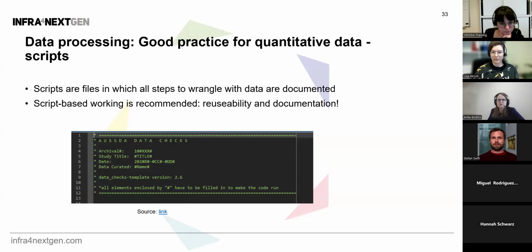What does good practice for documentation in quantitative data sets look like? The one tool that allows for easy documentation is using scripts. Scripts allow for documenting all individual steps of data wrangling. So it's preferable to use scripts for working with your data. Scripts make your data reusable, and they are also a first step towards documentation. It's much more preferable to use scripts instead of, for instance, clicking your way around statistical software.